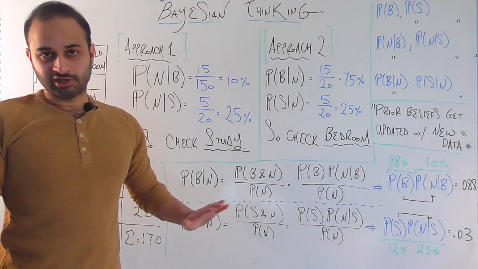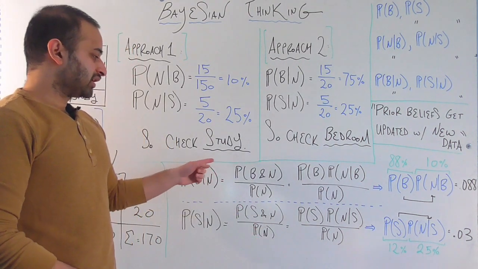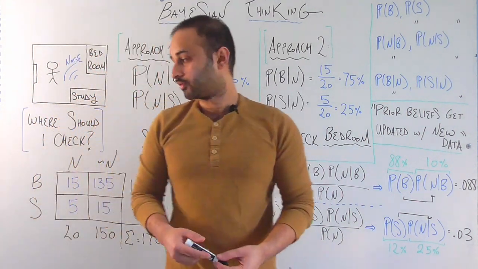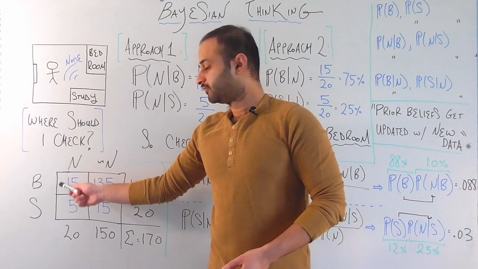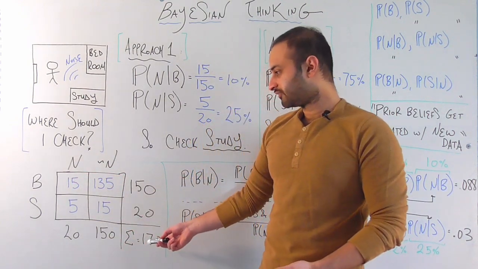Now I'll leave the denominator as it is, but let's process the numerator just one step further. So we're asking, what's the probability that my phone is in the bedroom and I hear the noise? So that's going to be this cell here, 15, divided by the total number of observations, which is 170.